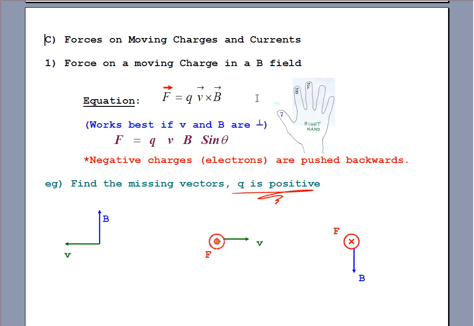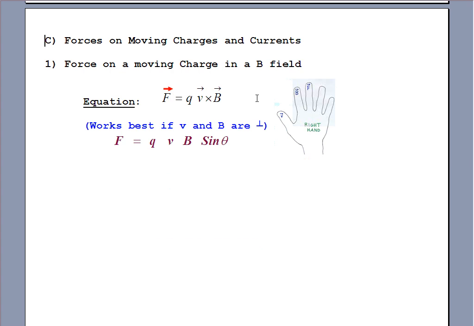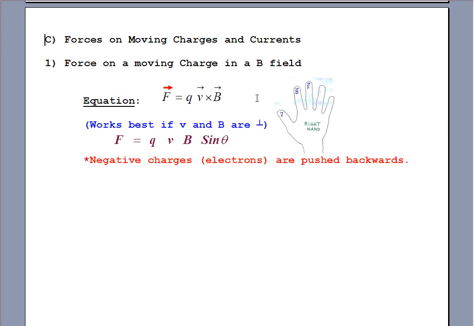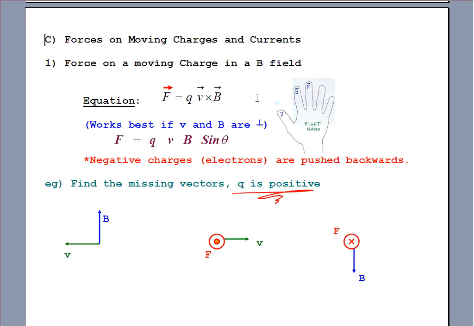So in question number 1, the one on the left there, this proton is moving off to your left. It's moving to the left side of your paper, but the magnetic field is up towards the top of your paper. So now you have to take your right hand and make that orientation, the orientation that looks like this. And when your right hand looks like that, let's get the 2 vectors lined up that we have.